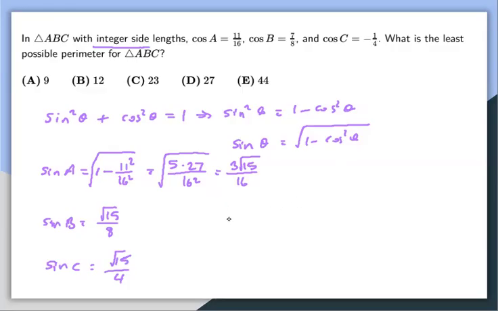Just to remind you, the law of sines says the sine value of one angle over its corresponding side is equal to the sine value of another angle divided by its corresponding side, which equals the sine value of the third one divided by the side C. So this is the law of sines, right?